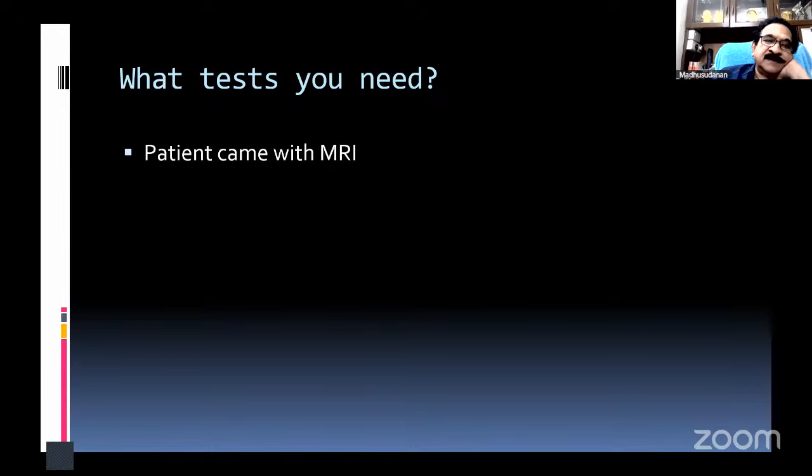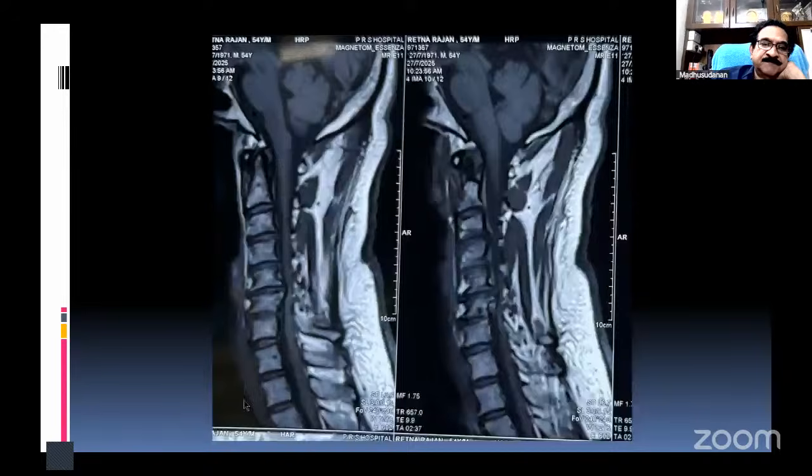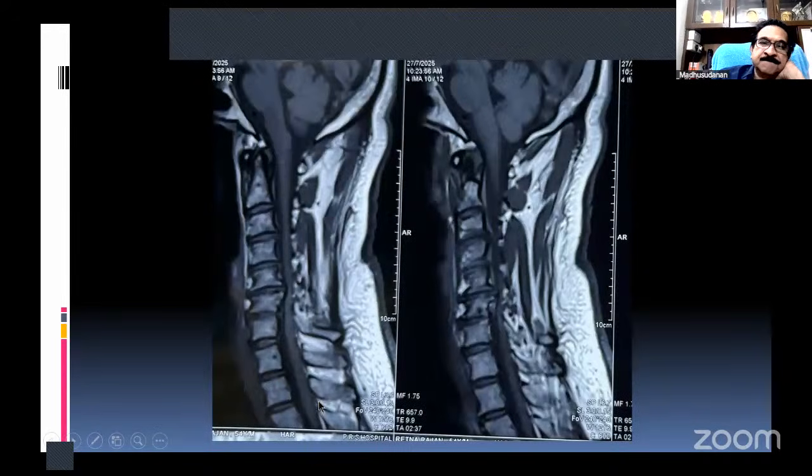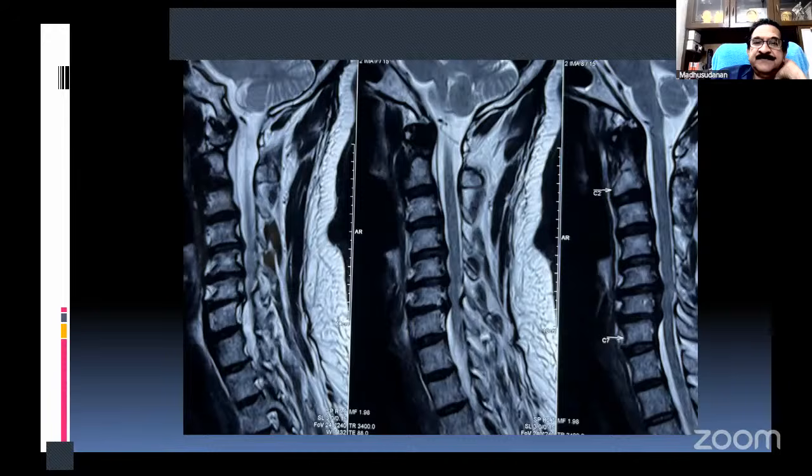Okay. Then the patient came with the MRI. This is the MRI. Significant stenosis at C4, C5, C6.